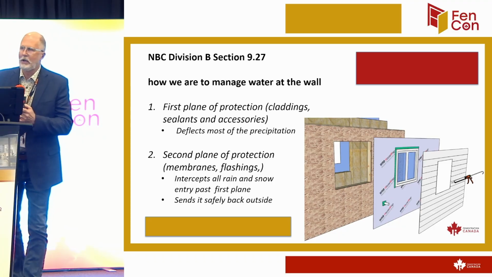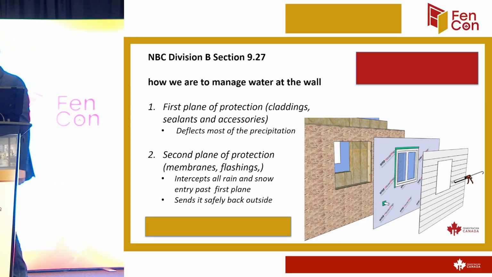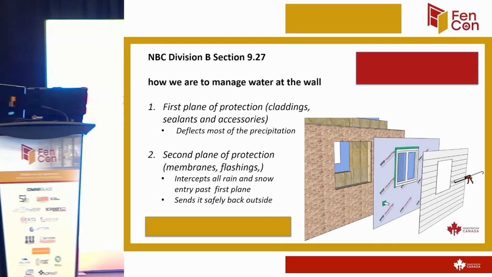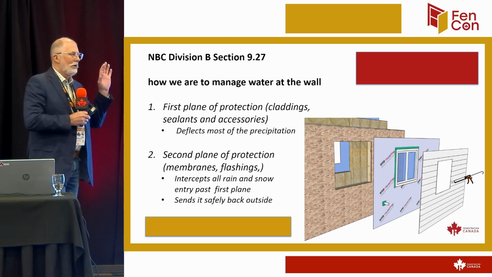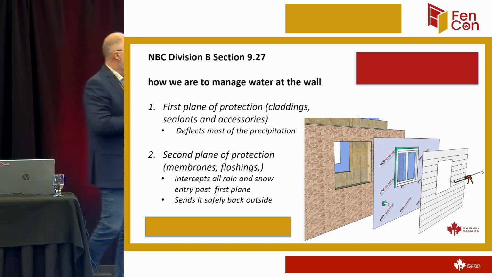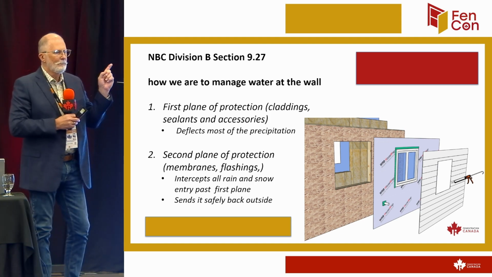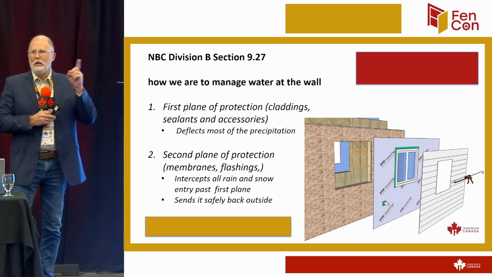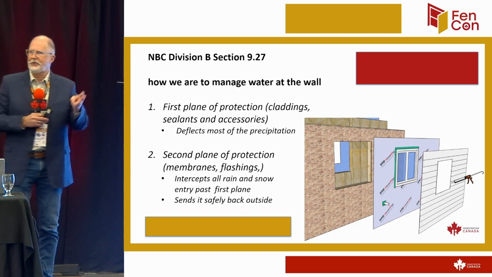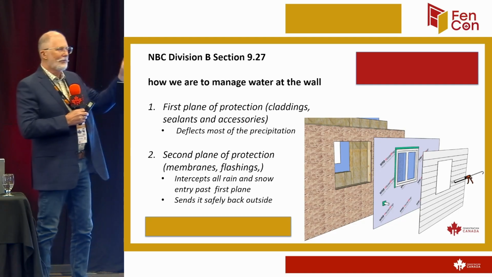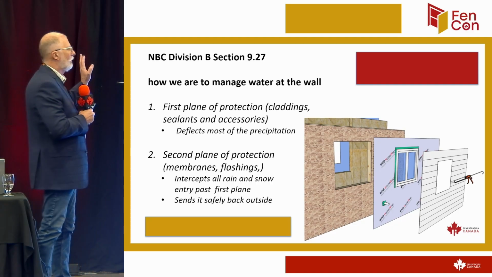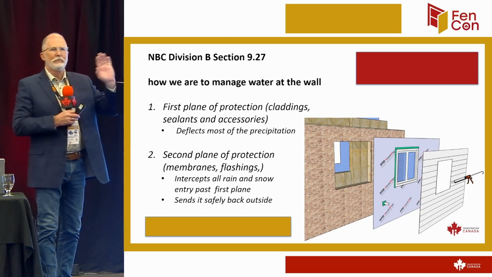So when we look at Division B, 9.27 of the building code, what we find is the building code is very prescriptive in Division B, and it says we have 2 planes of protection. We have the first plane of protection, which is your cladding, that's your windows, that's your glass. It's the sealant that connects the glass to the windows. All of that is first plane of protection. That's deflecting the water away, and it takes care of the majority of it.